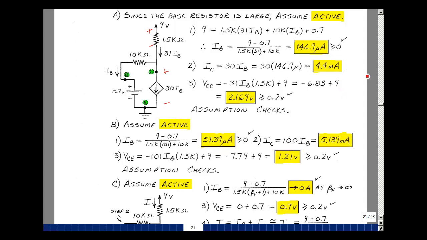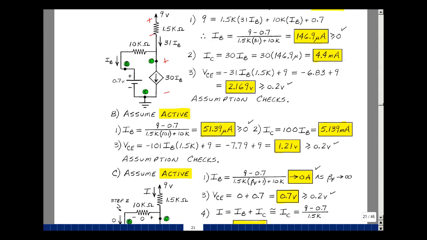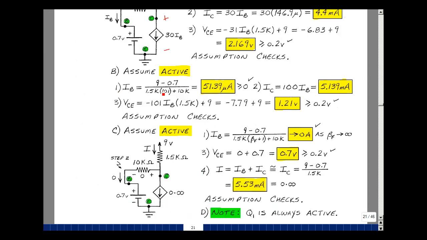Let's take a look at the next idea. Let's let beta get really, really big. Take this equation for I sub B and replace this by its formula of beta F plus 1. If beta F gets bigger and bigger and bigger, this denominator grows, and this value will start to shrink. If you were to take the limit as beta F approaches infinity, which we know can't really happen, this would approach 0. But it's not 0, it's something that's small.